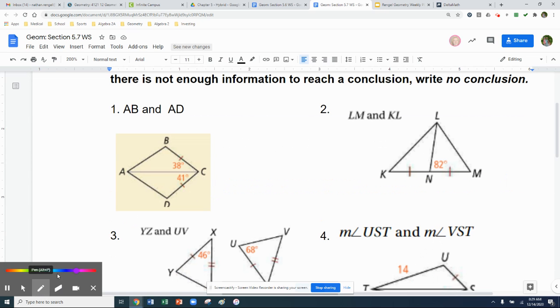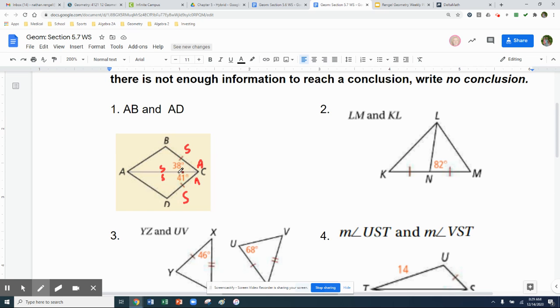So here I've got a diagram, AB and AD. I've got a side that's marked congruent, another side that's marked congruent, and I've got this angle in between. And then I've got this reflexive side over here. So I've got side, angle, side.